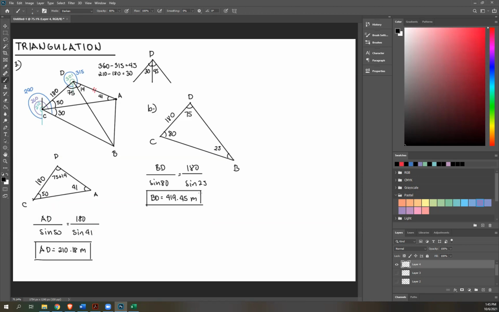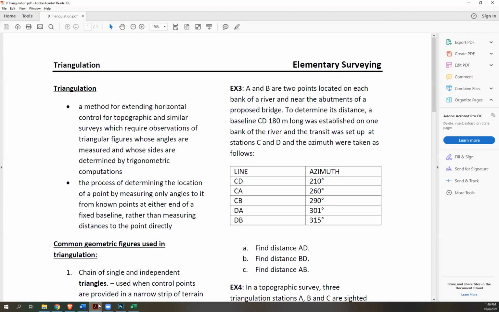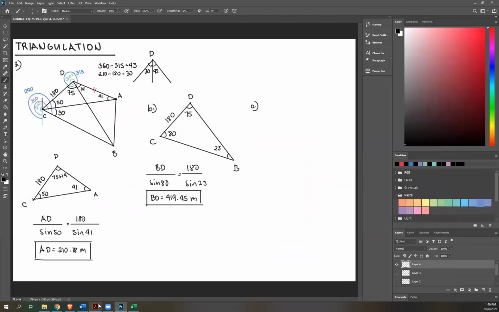And then finally, letter C, we're looking for AB. So AB, not sine law, because I don't have much angles. So instead, I know AD, I know BD, right? These two are solved for already. And it so happens I got an included angle as well. So we can use cosine law.